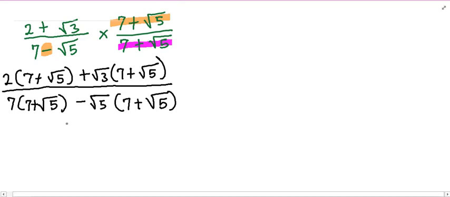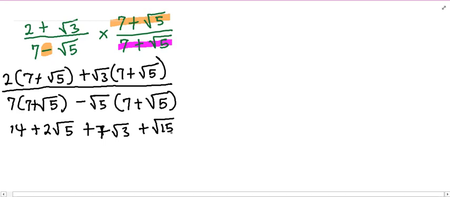So let's continue. 2 times 7 is 14, plus 2 root 5, just multiply to give us 2 root 5, plus 3 times 7 is, okay, they cannot multiply, so it gives us 7 root 3, then plus root 5 times root 3 is root 15. Both of them are root numbers.